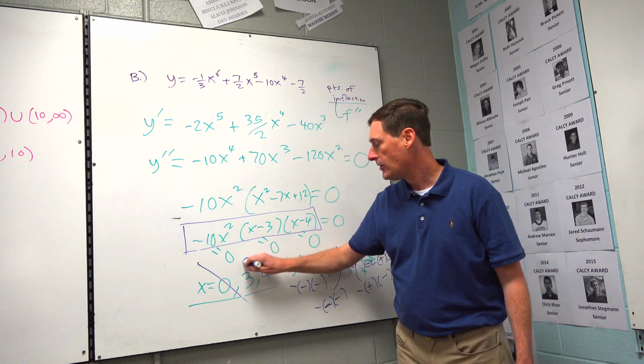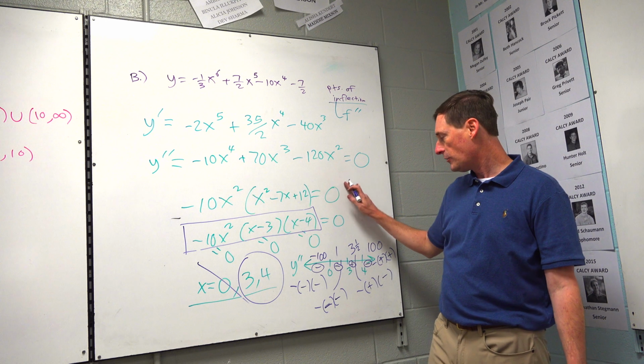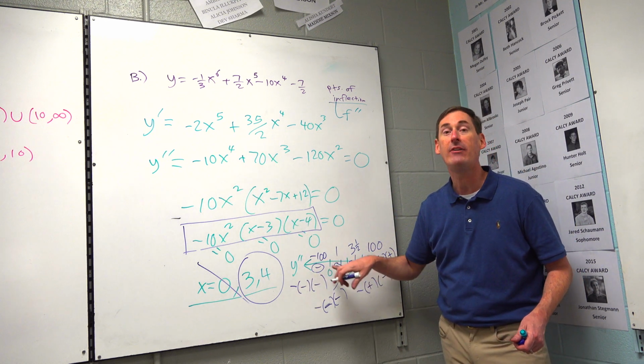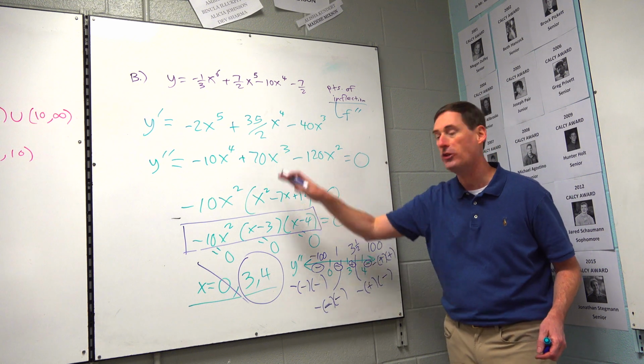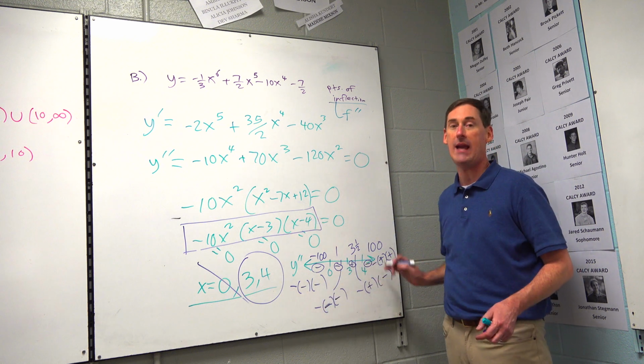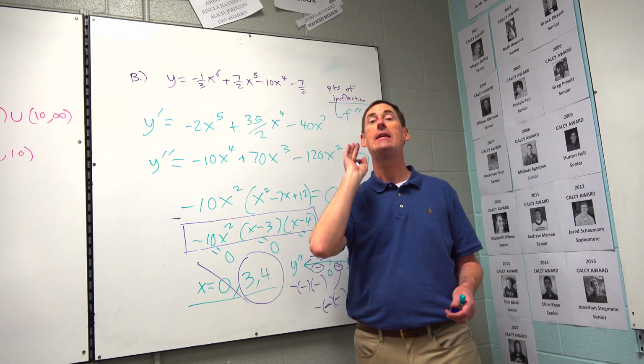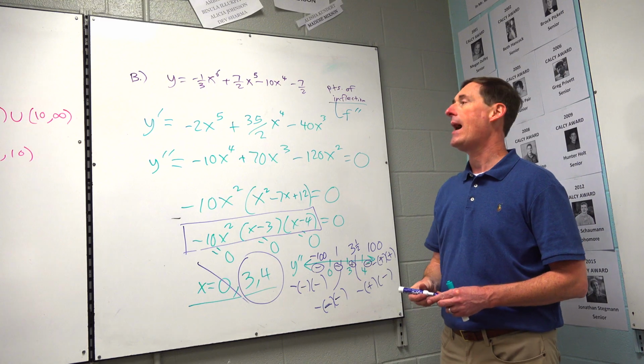All right? So, did the double derivative equal 0? Yes. Did the sign actually change? Did the concavity actually change in the original function? Yes. Not for 0, but yes for 3 and 4. And finally, do they actually exist in the original function? Yes, they do. That's how you do it.